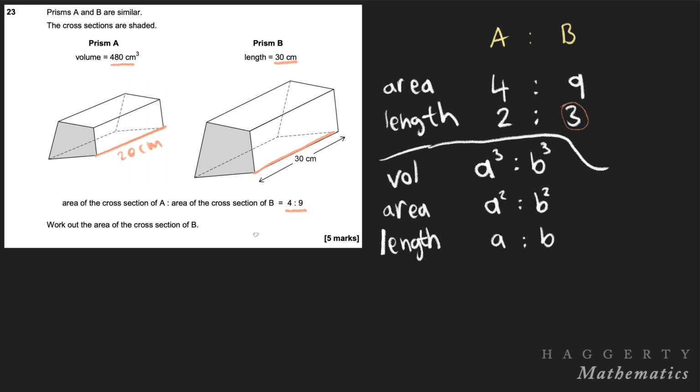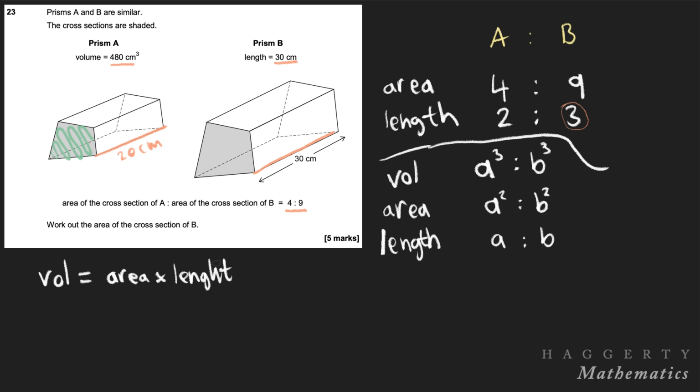What was the actual question? Work out the area of the cross section of B. Okay, so to do that, we're going to need to figure out the area of A first. So we need to figure out this cross-sectional area here. We've got all the numbers to do that now, right? Because you've got the volume, you've got one length. And for a prism, how do you get the volume? You always do the cross-sectional area times the length, right? Area times length for a prism gives you the volume.